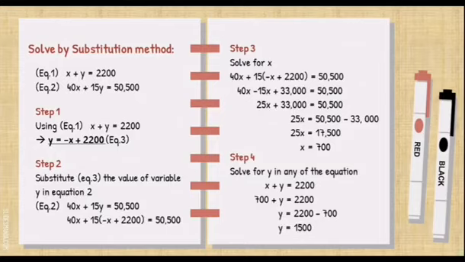Step 4. Solve for y in any of the equations. Here, we use equation 1, which is x plus y equals 2,200. So substitute x by 700. So we have 700 plus y equals 2,200. And then subtracting 700 from both sides, we have y equals 2,200 minus 700. Therefore, the value of y is 1,500.